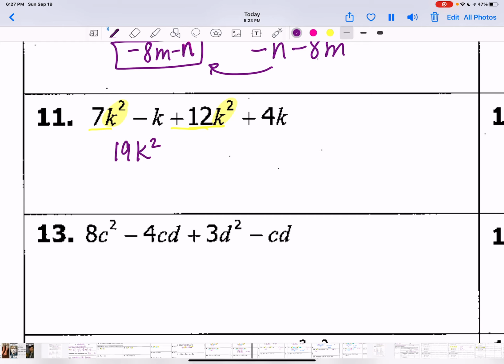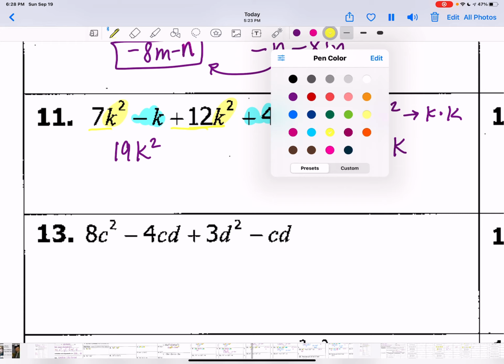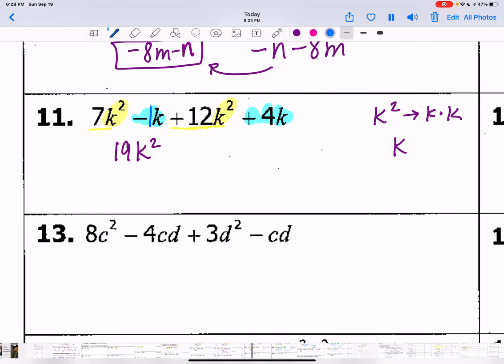19k squared. And remember, k squared is the same as k times k. It is not the same as k. That's why we can't combine them. So that's why k squared and k are not like terms. All right, so now let's combine your k's. So I've got negative k and a positive 4k. And remember, the coefficient of k is technically a negative 1. So now we're going to combine negative 1 and positive 4, and we're going to get positive 3k.